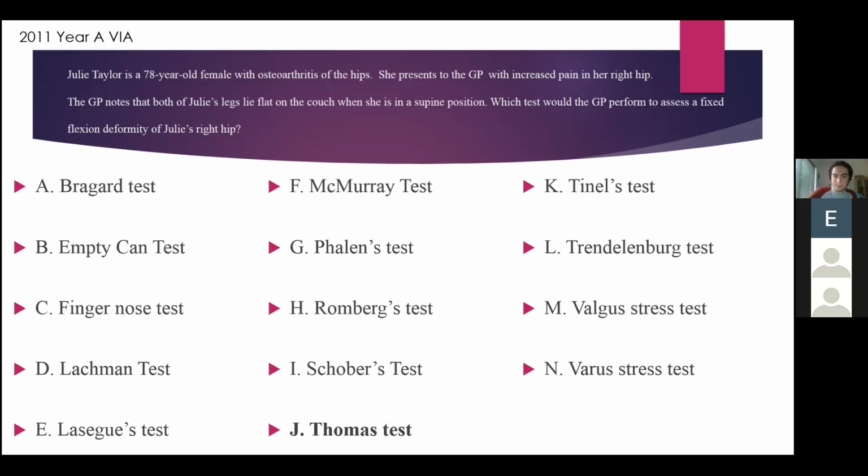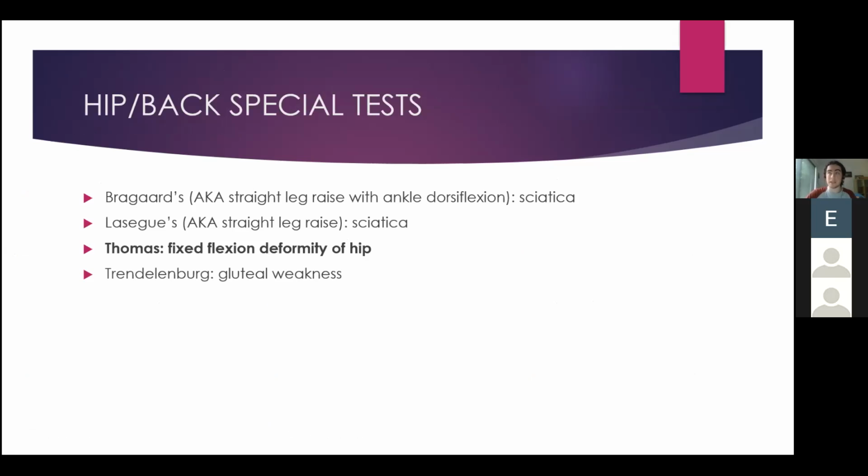So this one's Thomas test. It's the only one that tests fixed flexion deformity in the hip. I've never seen it done. It's neither here nor there really. Most of these test sciatica. So Bragard's and Lasègue's, I'm not sure, they're just variations on the straight leg raise basically, and they test sciatica. And then Trendelenburg is gluteal weakness.